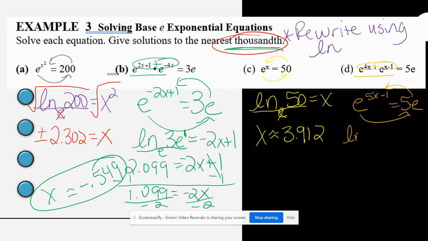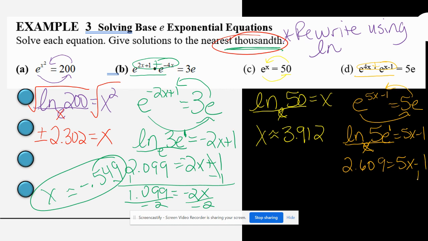Rewriting into natural log form, we have base e of 5e is equal to 5x minus 1. This is e to the first there. And again, we don't need this base e down here. Natural log is already base e. I'd type natural log of 5e to the first power in my calculator. Taking it again to the thousandths place is 2.609.